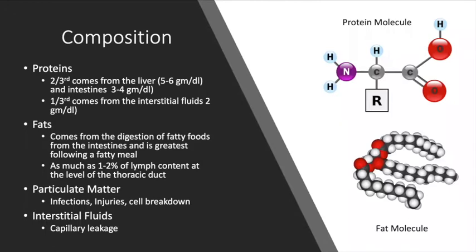Composition. Lymphatic fluid is made up of proteins, fats, particulate matter, and interstitial fluids. Of the proteins, 2/3 come from the liver and the intestines, and 1/3 comes from the intestinal fluids. The fats come from digestion of fatty foods in the intestines, and they are highest following a fatty meal. As much as 1 to 2% of the lymph content at the level of the thoracic duct.